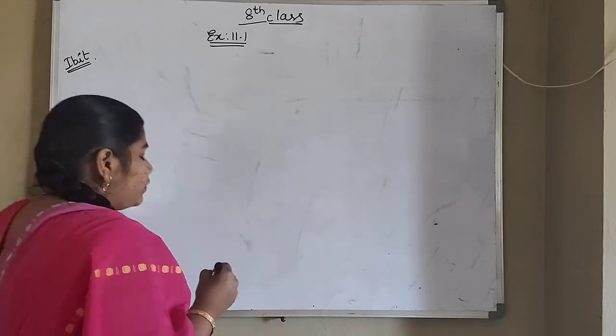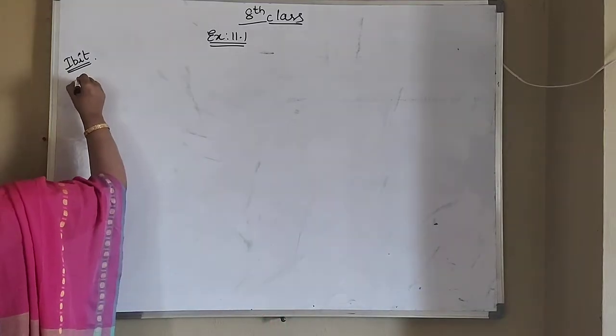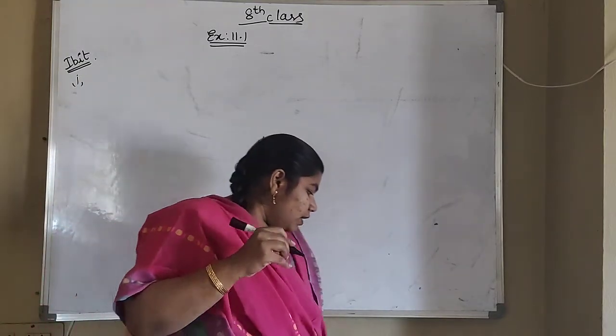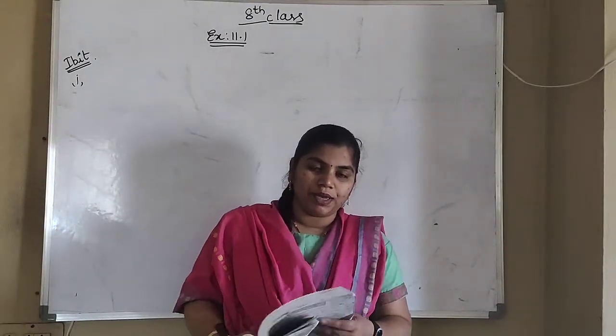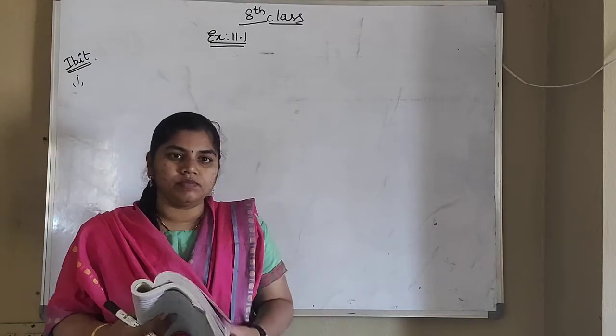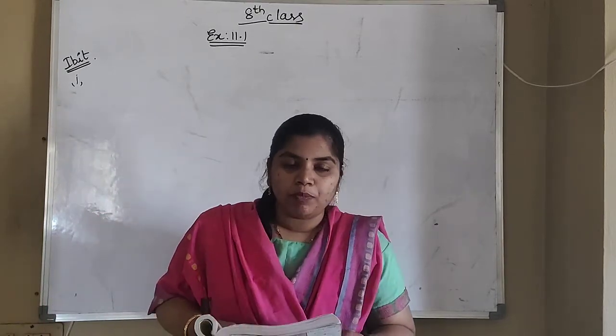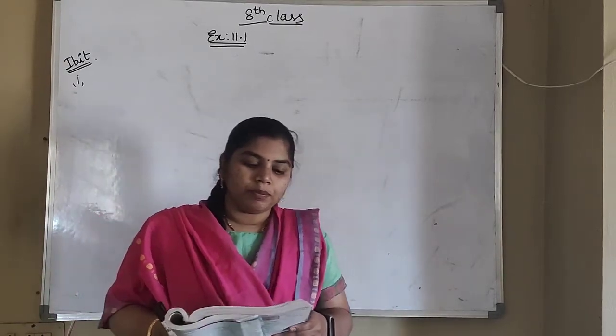So what is the first bit we will see. What is the first bit? Find the product of the following pairs. They have given some pairs of terms, and we have to find the product for that. So how to find the product, we will see.